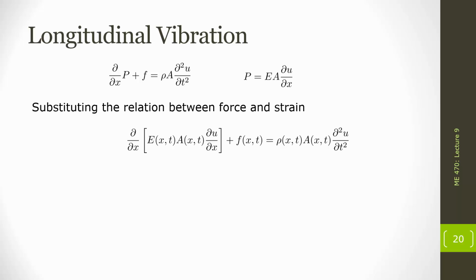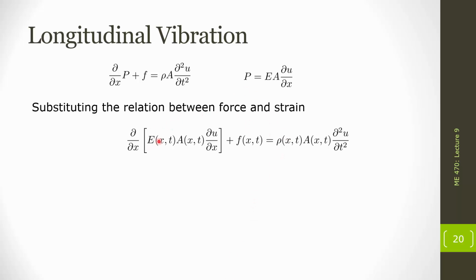I wrote it here in the most general way, where potentially my material properties could change along the length of the column because maybe it is a non-homogeneous material, and possibly they could change in time. The density or the Young's modulus could change in time if there was a temperature change happening or a magnetic field or something like that. So potentially they could be functions of space and time.